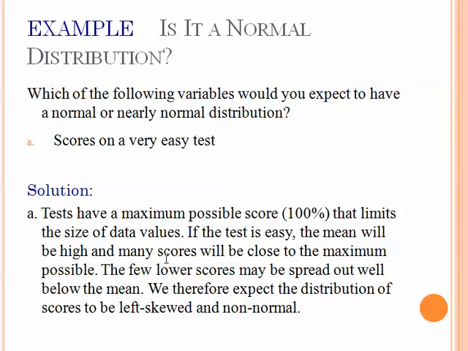Tests that have a maximum possible score of 100% limit the size of the data values. If the test is very easy, the mean will be high and many scores will be close to the maximum possible value. The few lower scores may be spread out well below the mean. So we expect the distribution to be left skewed. That means it has a long tail with very few values on the left side, but most of the height of the distribution will be on the right. So this would not be normal.